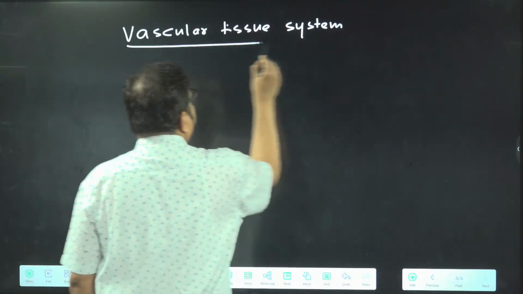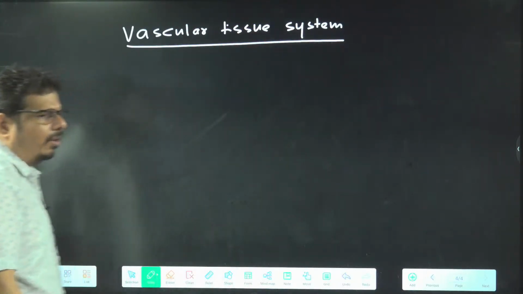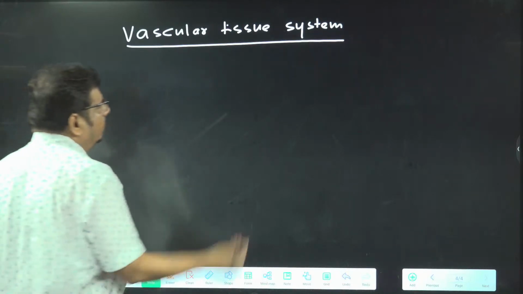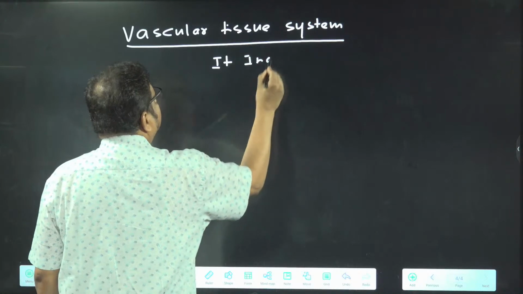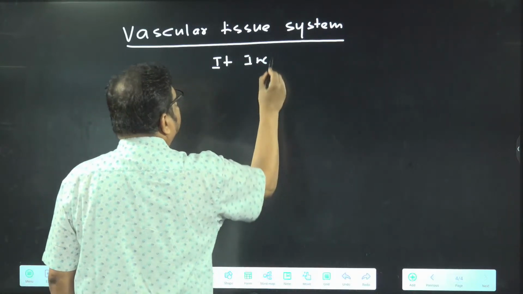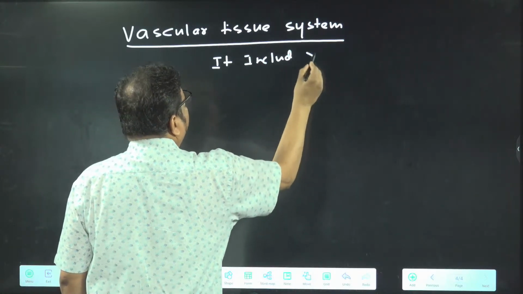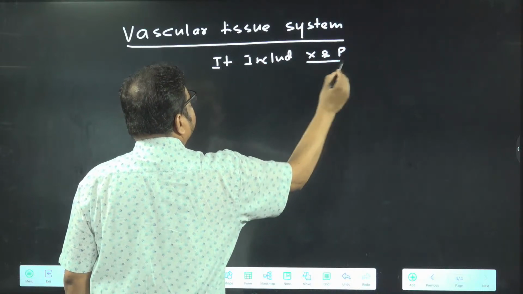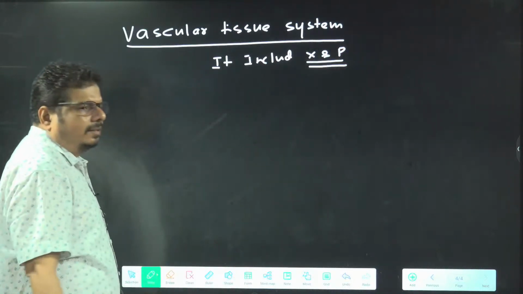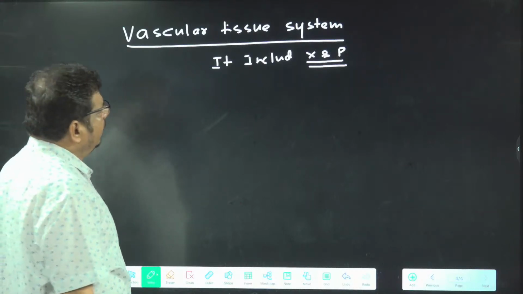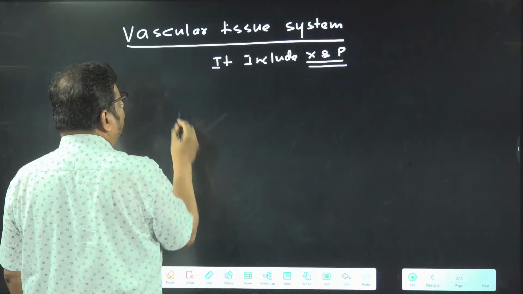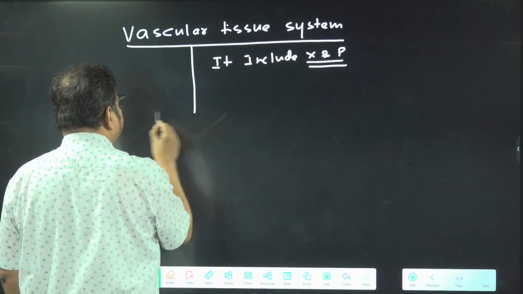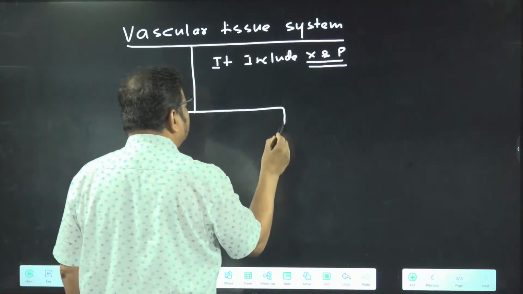Vascular tissue system. If we talk about the vascular tissue system, you better know it includes xylem and phloem, X and P in short, I wrote. It includes xylem and phloem. There are two types of vascular tissue system based on the position of the xylem and phloem.